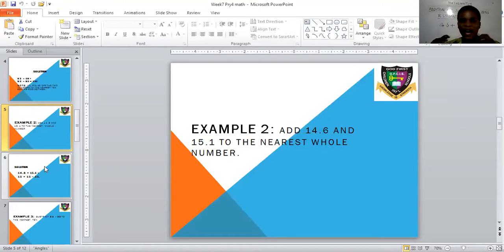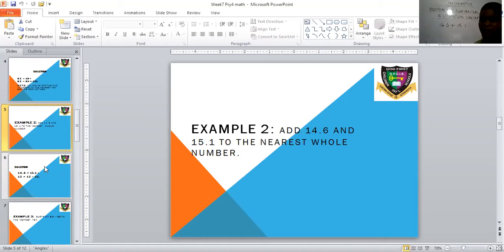Again, it said add 14.6. That's what is on the board. Plus 15.1, to the nearest whole number. Don't forget that this is carrying decimal signs. Then also, these figures are carrying decimal signs. So automatically, you have to convert or add them and leave your answer in the nearest whole number. The same concept we used in our last lesson is what we are going to be applying here again. Is that taken? We are going to be applying the same method here again.